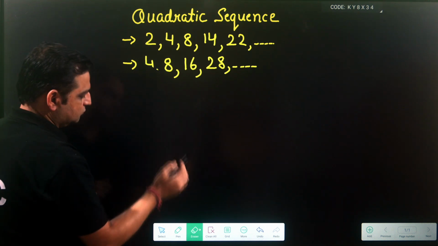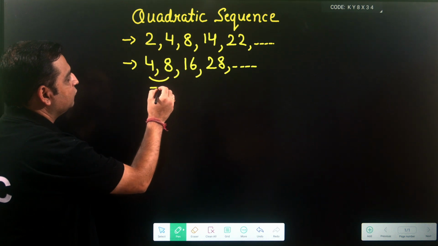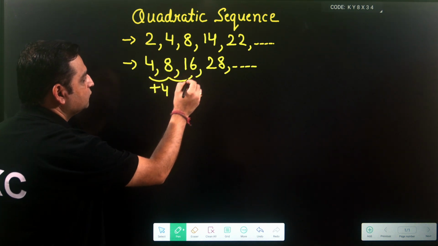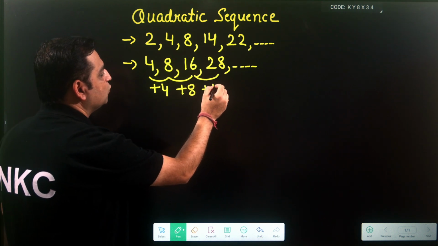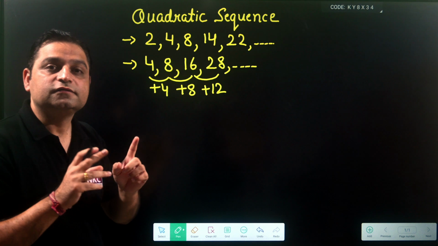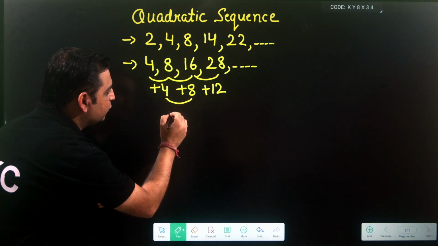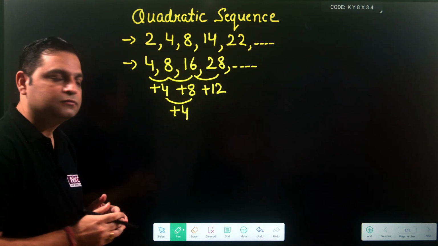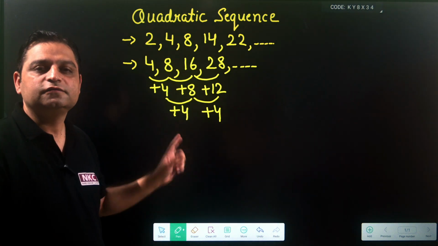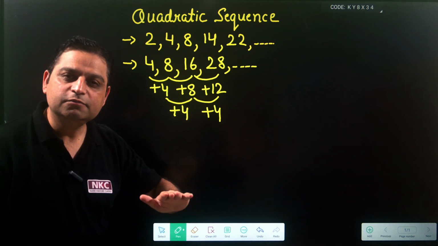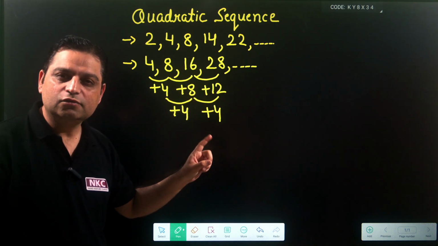4 to 8, I'm adding 4. 8 to 16, I'm adding 8. 16 to 28, I'm adding 12. Now please, this is the first difference we have found. Check the second difference. 4 to 8, I need to add 4. 8 to 12, I need to add 4. That's great. Second difference is same. This is a quadratic sequence. Now the second difference is 4.